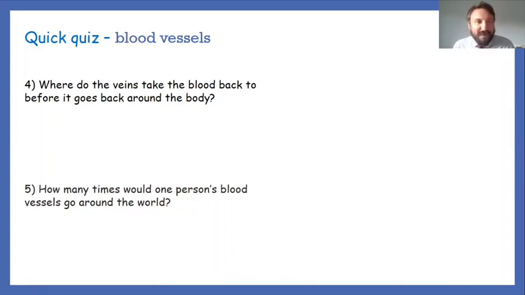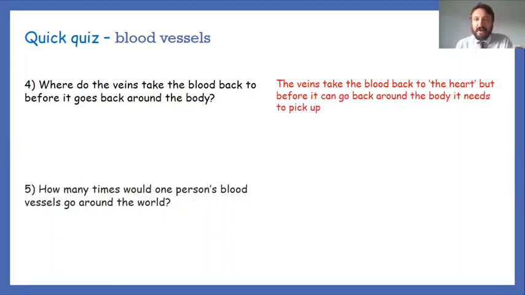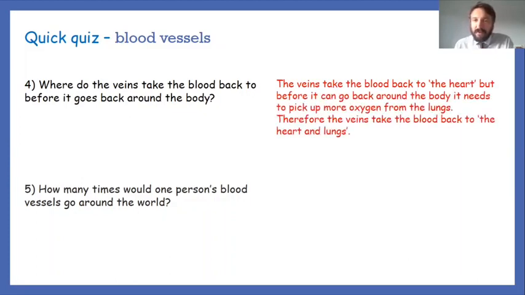Okay, brilliant. Back again. So where do the veins take the blood back to before it goes around the body? Well, the veins take the blood back to the heart, but before it can go back around the body, it needs to pick up more oxygen from the lungs. Therefore, the veins take the blood back to the heart and the lungs.